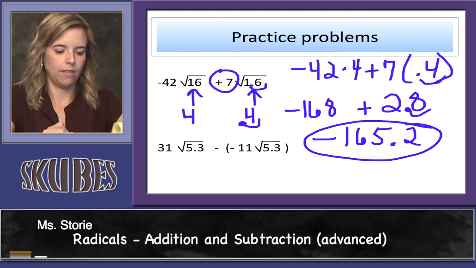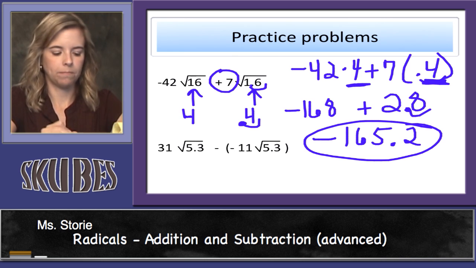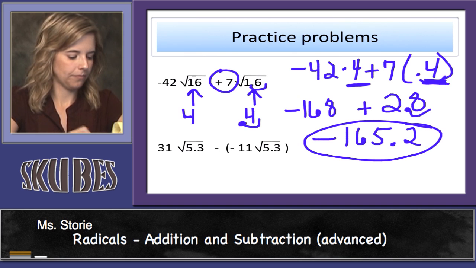We fully simplified them, and when we did, we found out that we could get rid of our radicals altogether. We got a 4 and a 0.4. They turned into whole numbers, and it was just a regular old addition subtraction problem. All right, let's try the last one.